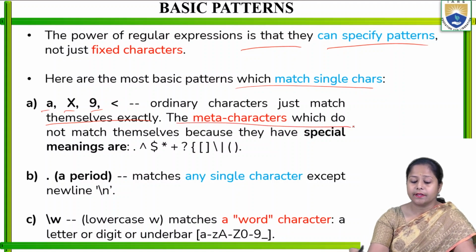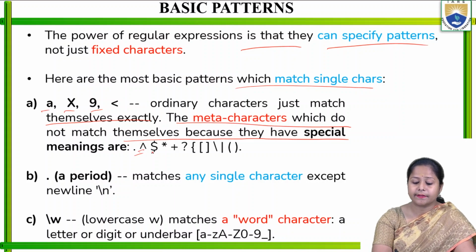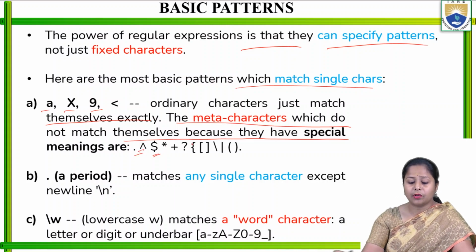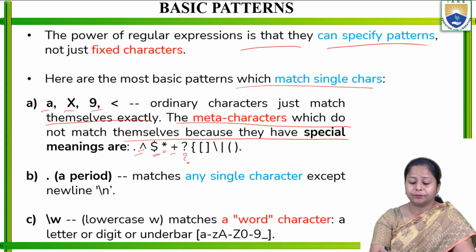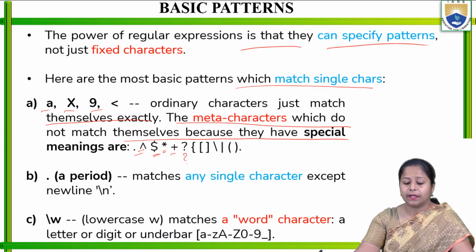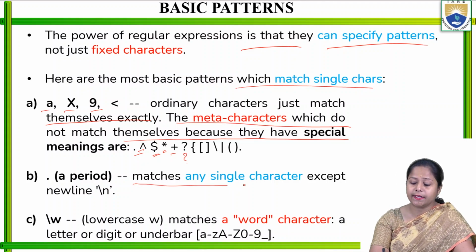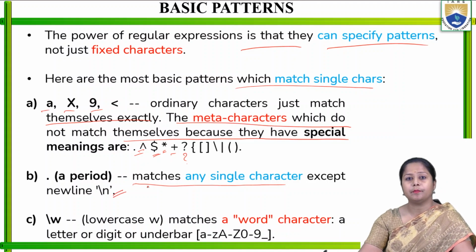Now the metacharacters, which don't match themselves because they have special meanings: the caret sign, the dollar, the asterisk, the plus sign, the question mark, and the different brackets. These all have special meanings when used with certain special characters. Next is the period, which matches any single character except newline, that is \n. So we write that in the pattern.